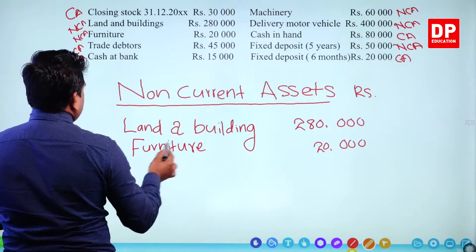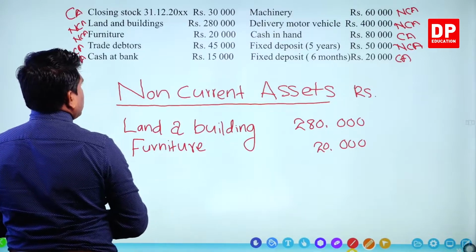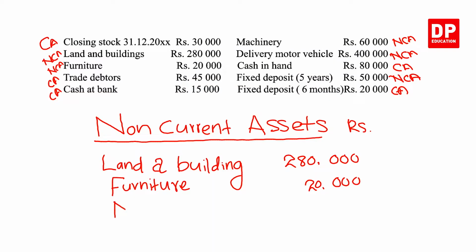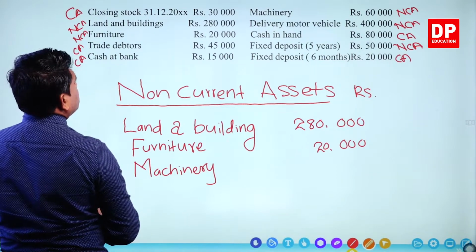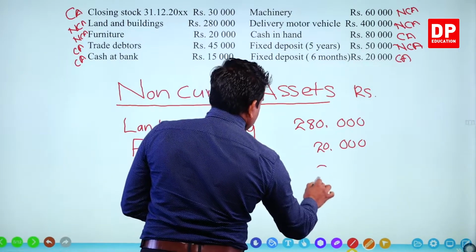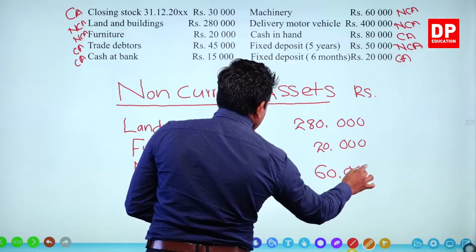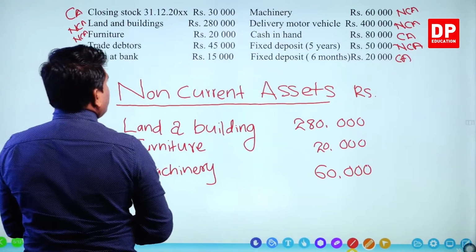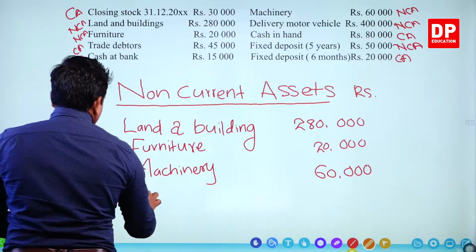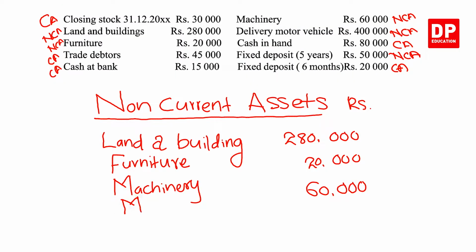Trade debtors go under the current assets, so cash at bank also current assets. Machinery, 60,000. Then delivery motor vehicles, right? I put here MV. MV means motor vehicle, right? A short word I use here. 400,000.